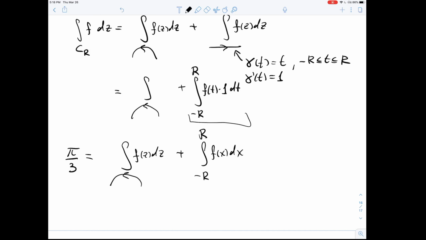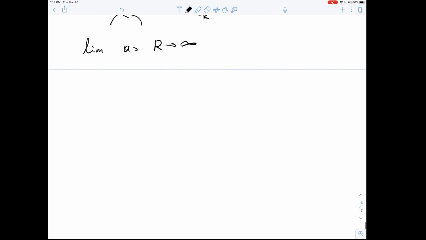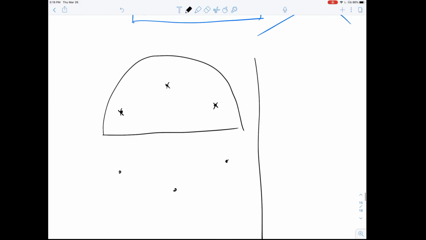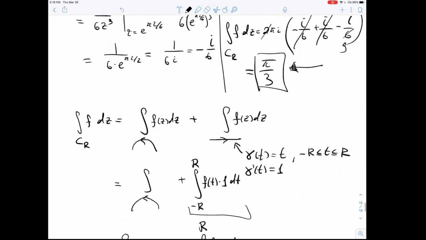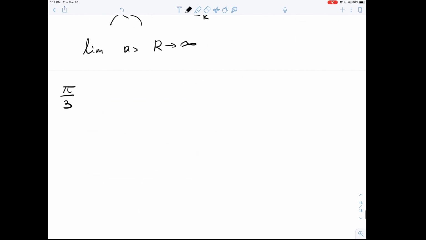Now let's pass to the limit. Okay, so I want to pass to the limit as R goes to infinity. Well, the left-hand side is a constant. I have absolutely no concerns about the left-hand side. Left-hand side always stays pi over 3. That's pretty cool. I'm integrating f over this contour, which becomes bigger and bigger, but it still has only these 3 residues, and so the result never changes. Well, that's not very surprising by now. We've seen so many examples when we have different contours, but the results are the same.